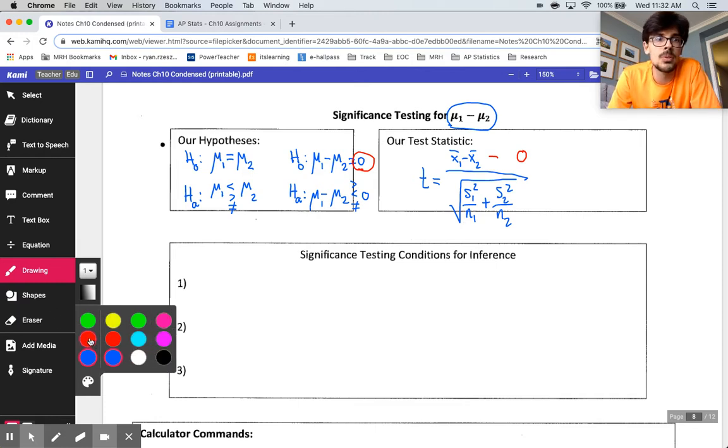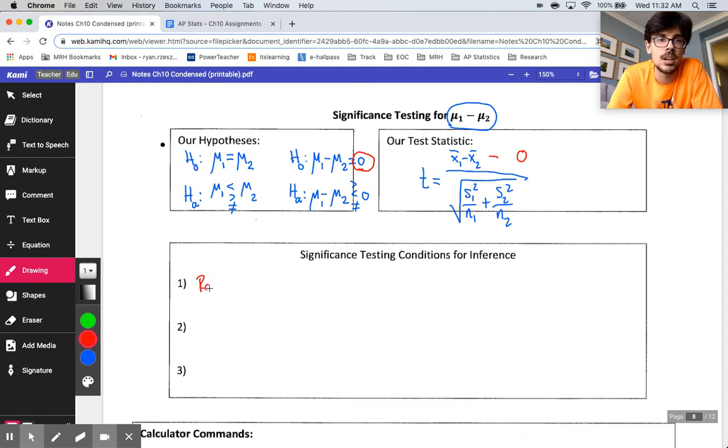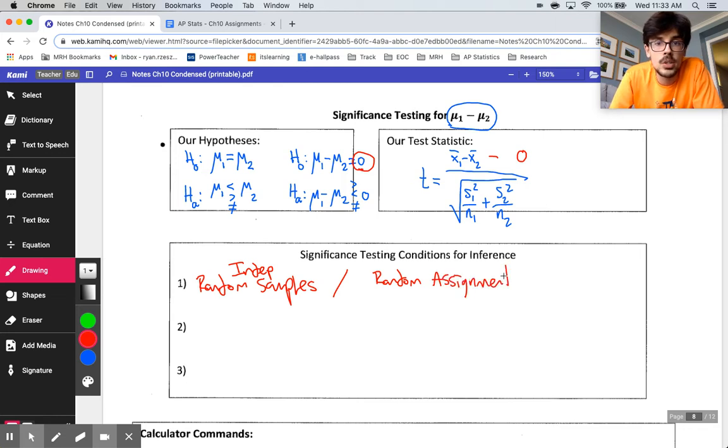And again, we're going through conditions. We've got either random sample, I should say independent random samples, or you could say that you have random assignment to treatments. You've got your two 10% conditions. I wrote it out last time. I'm not going to do it again.